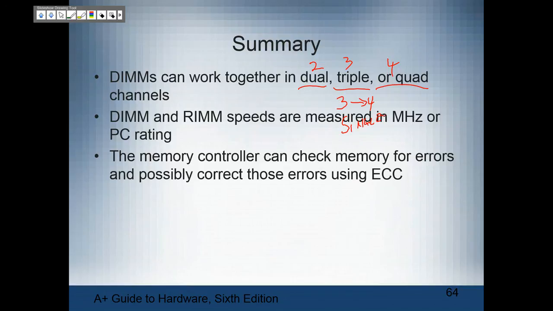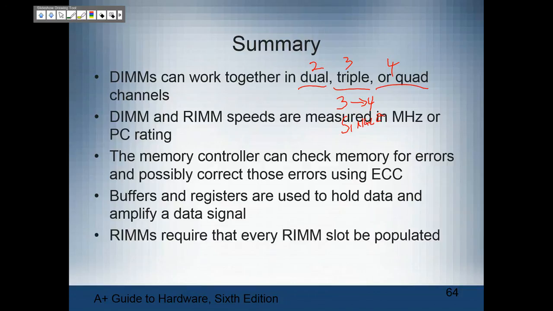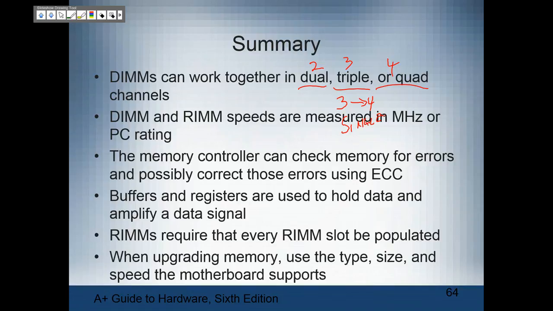Memory controller, we can have error checking, correcting memory, and that's typically going to be in a server where you really need it to be absolutely accurate. Buffers and registers are used to hold data and amplify the data so that it's close to the CPU, and when they write in a logical sequence, it can guess what's going to be next. RIMs require every slot be filled. Use the type, size, and speed that the motherboard supports. That makes sense that you use what it needs. So that takes care of processors and memory.